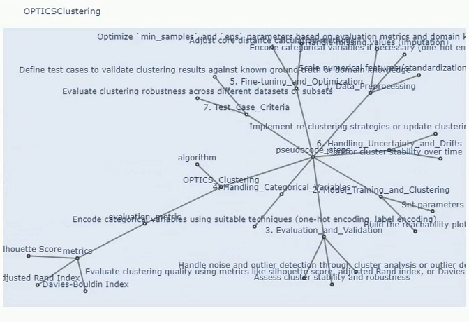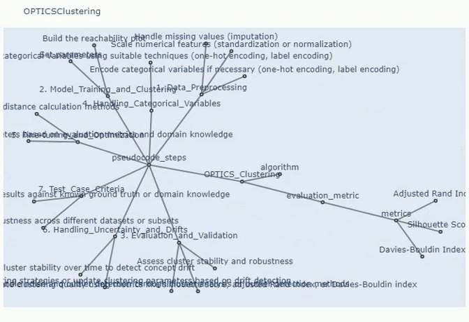Implement reclustering strategies or update clustering parameters based on drift detection. Details: adjust clustering parameters or retrain the model when significant concept drift is detected. 7. Test case criteria. Description: define test cases to validate and assess clustering results. Steps. Define test cases to validate clustering results against known ground truth or domain knowledge.